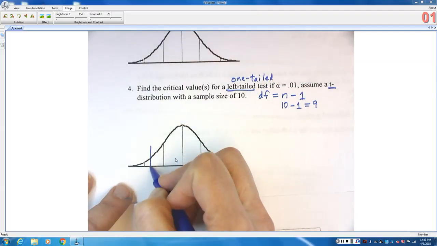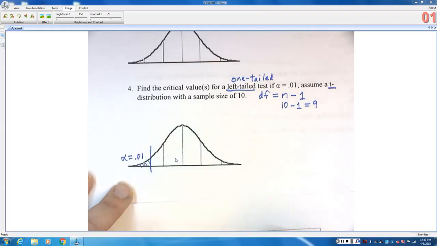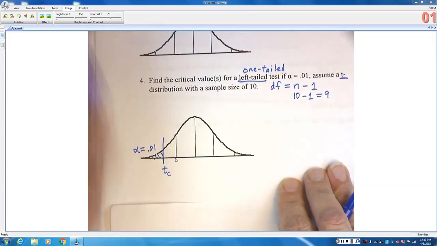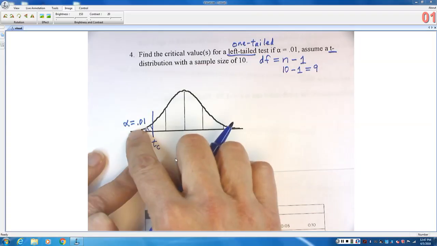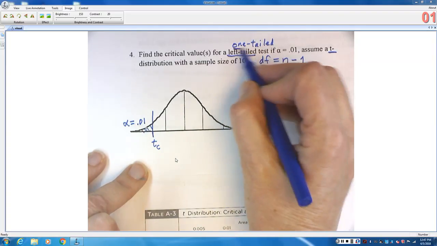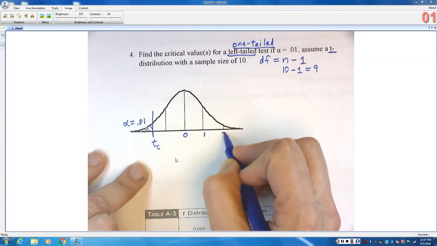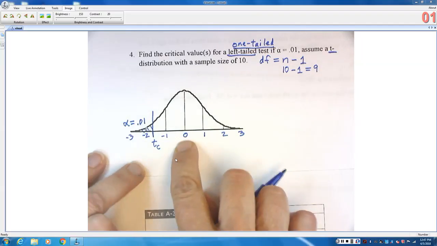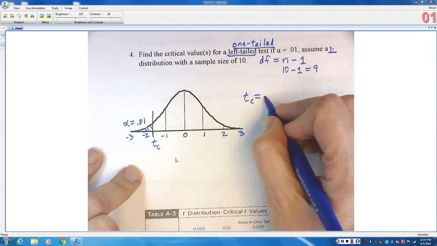So if I draw a line here and make this 0.01, our T sub C is going to be here. Our critical value for the T distribution, down there. So to use the table, we notice that it's one-tailed, and T sub C, just like Z, looks like this. So it's negative to the left of the mean, so T sub C is going to be negative something.